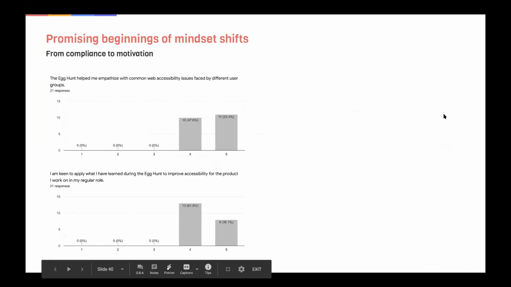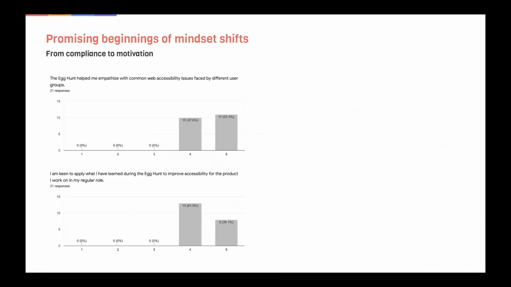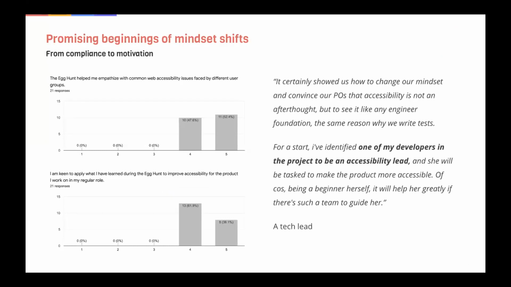After this experiment, we saw the promising beginnings of some mindset shifts away from compliance and more toward motivation. There was an increased level of empathy for accessibility issues faced by different user groups. There was an increased sense of wanting to use what we learn and spread it beyond Accessibility Week, so it's not just about that week itself. And we also saw that some people were starting to be convinced that this is not just for show, not just for CSR, not an afterthought, as a tech lead would say. It is like any other engineering foundation, the same reason why we write tests. And this particular team lead had identified one of their developers to be an accessibility lead, so that across time they can bake accessibility into their processes and start changing the culture within their team itself.